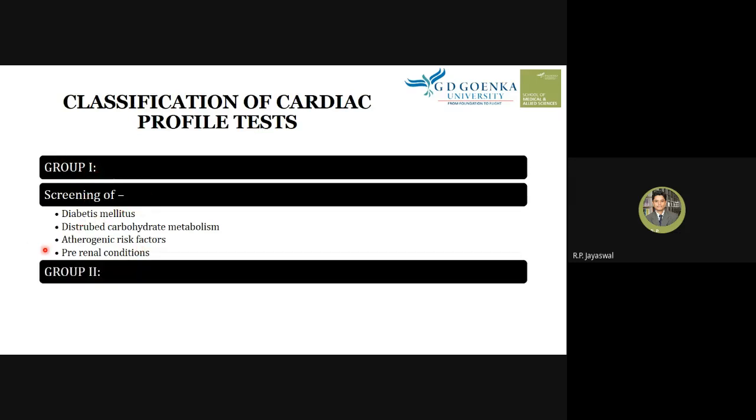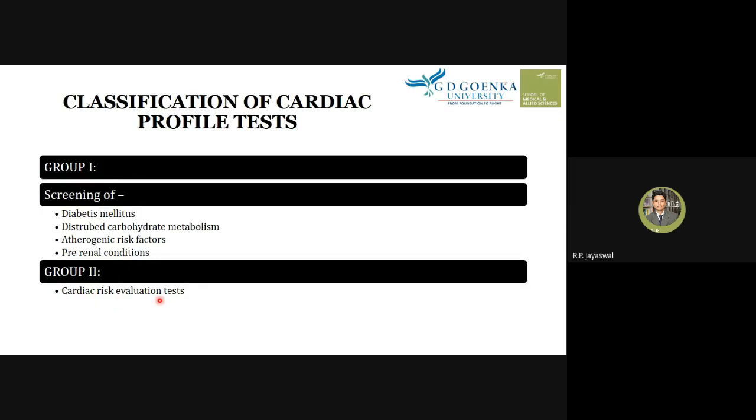Here, we are going to learn the classification of cardiac profile tests. There are three groups of cardiac profile tests. Group 1 is for screening of diabetes mellitus, disturbed carbohydrate metabolism, atherogenic risk factors, and pre-renal conditions. So group 1 cardiac profile tests can help you screen these conditions. Group 2 cardiac profile tests help you assess the risk evaluation tests.